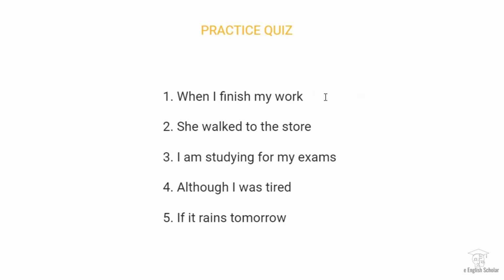And the answers are: 1 is a dependent clause because of the word when. 2 is an independent clause because it is not introduced by anything. It went directly to the noun as the subject. The same for clause number 3. And number 4, it is introduced by although. And then the same for clause number 5, it is introduced by if.